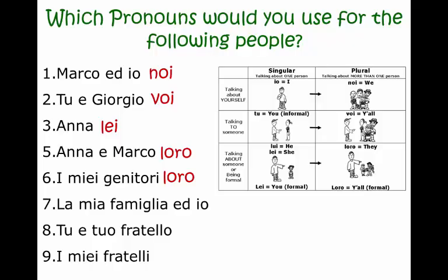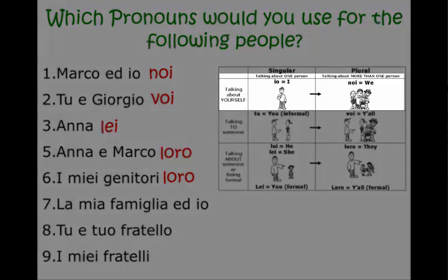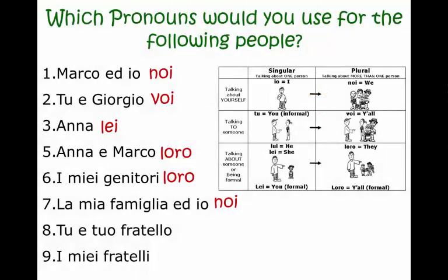For number 7, la mia famiglia ed io. So here we go again with that io. I know I'm talking about myself. Now I'm all the way at the top again at that first row, talking about yourself. But since it's la mia famiglia ed io, it's not just me. I have to move across to the plural side where I come to noi.